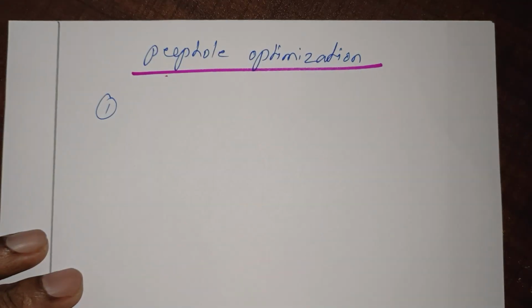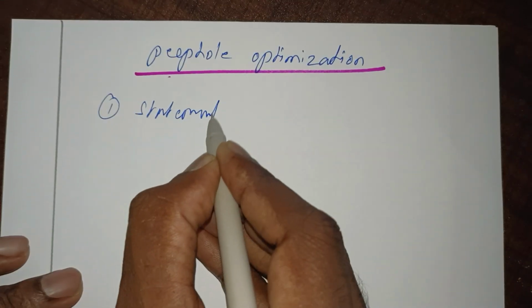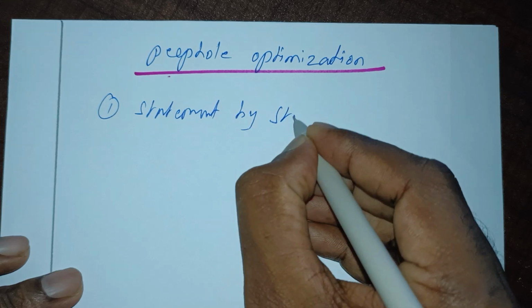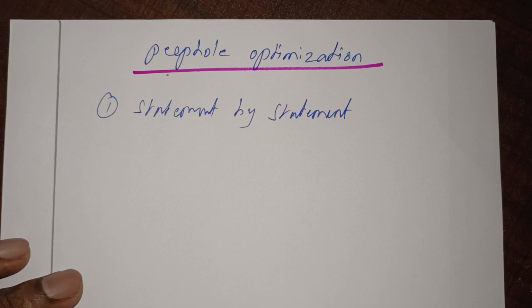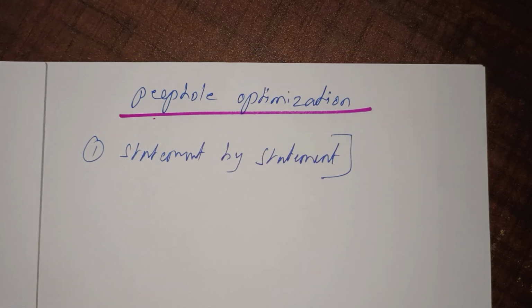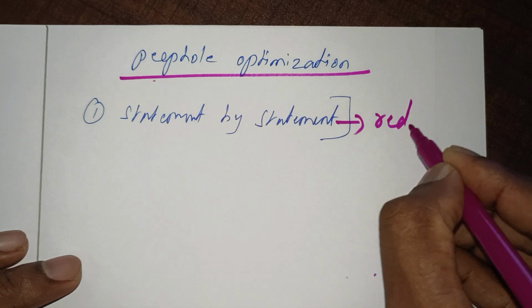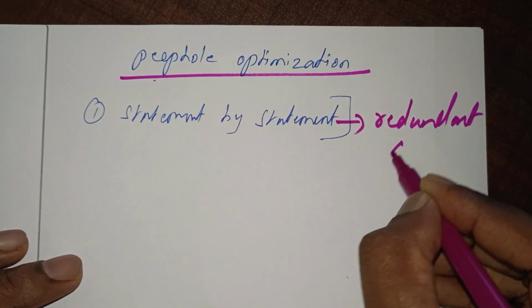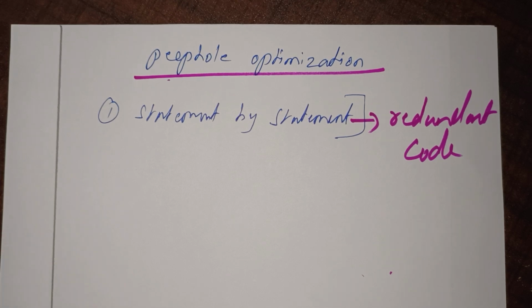So the point one, I can definitely say that it is going to read statement by statement. Why is it reading statement by statement? Because it may cause redundant instructions. The objective here is that it should not have any redundant code. That is the reason it checks statement by statement. Peephole optimizes the target code.